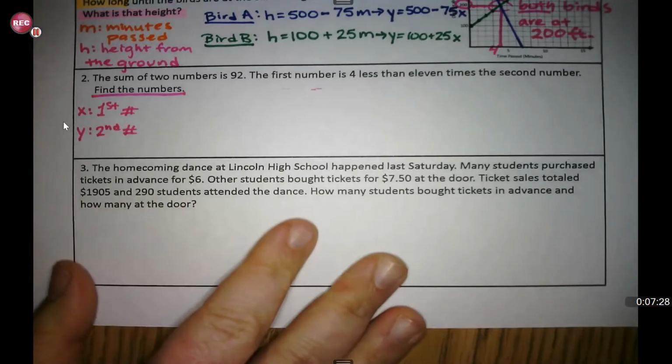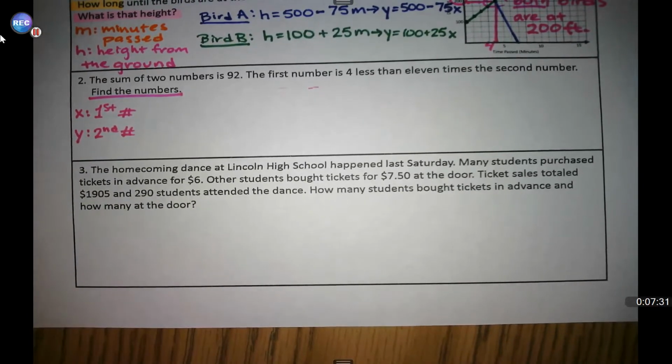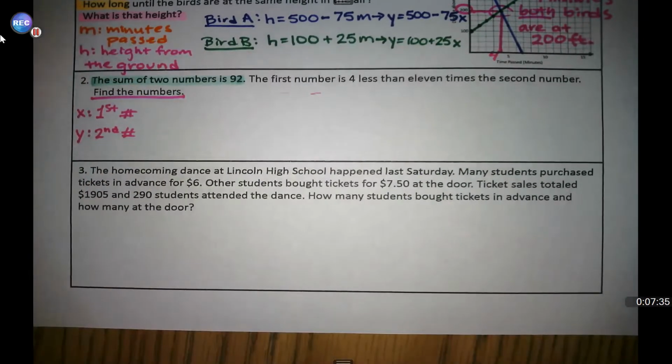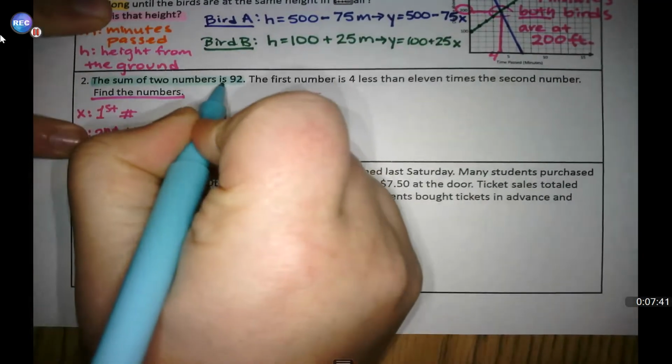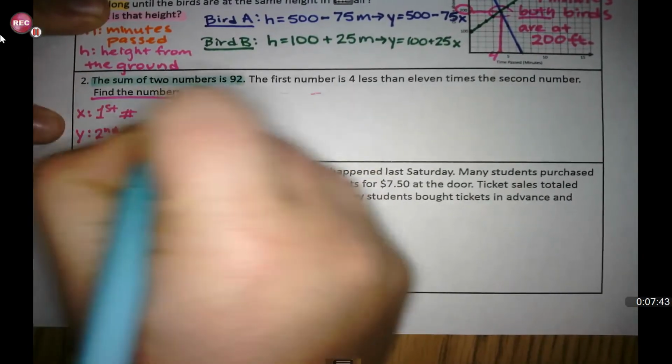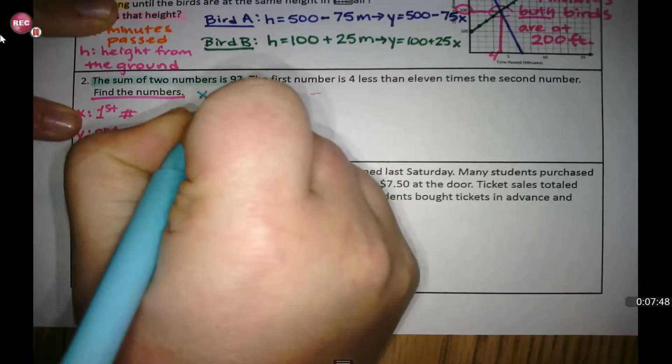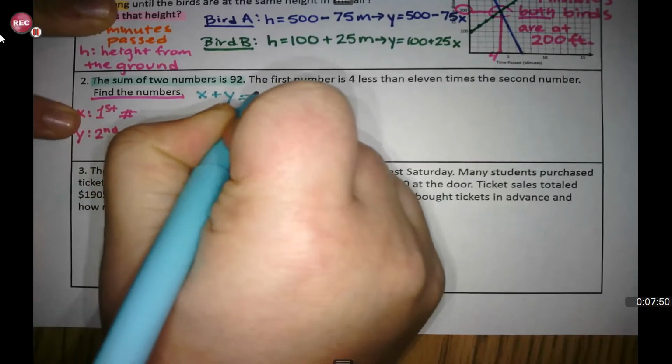Okay, so now this first sentence tells me that the sum of the two numbers is 92. Well, sum means addition, okay? So they tell me that if you add those two numbers, it equals 92. So that means that we have x plus y equals 92.